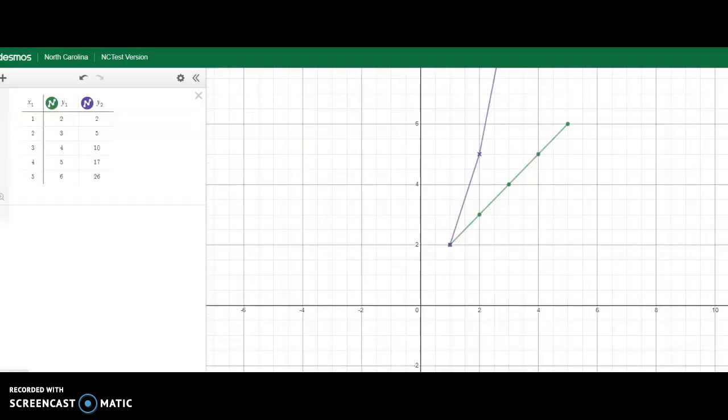This time they created a table and asked me when they were the same. Now I can look at this table and clearly see right here that the 2 values are the same. Or I can look right here on my graph and see that both of them are the same. These are really quick to make.